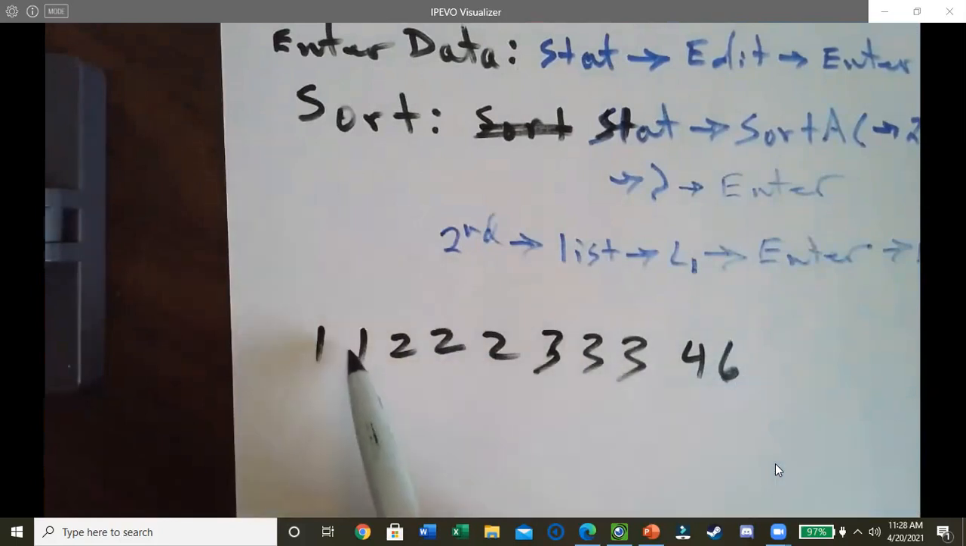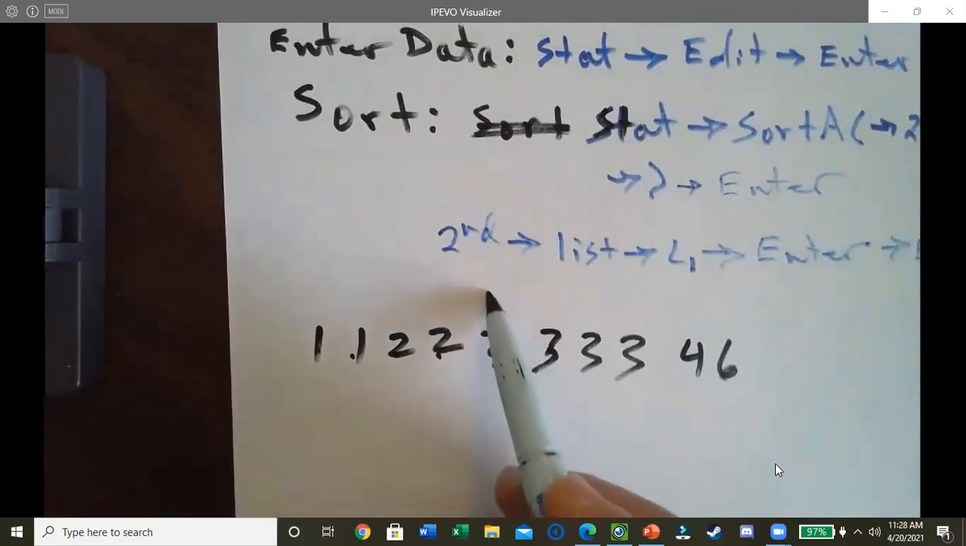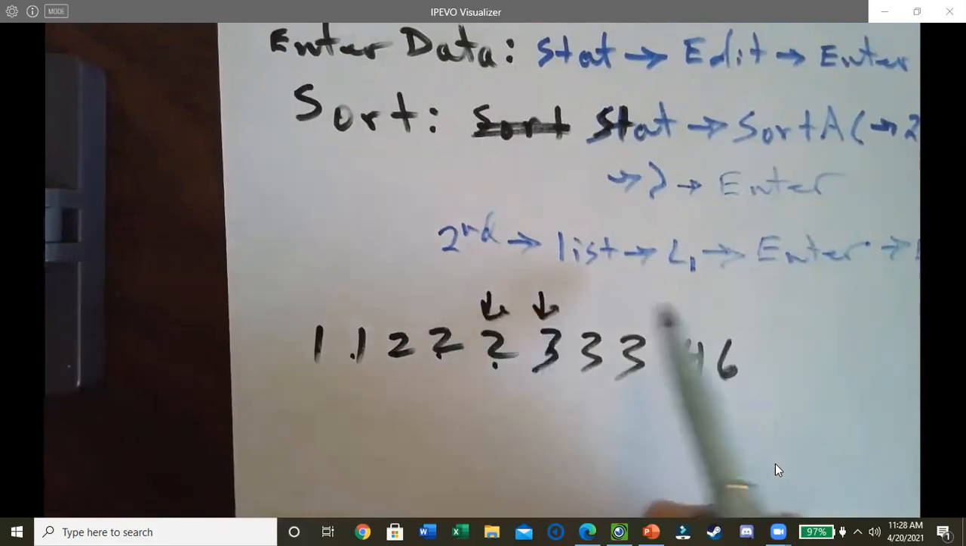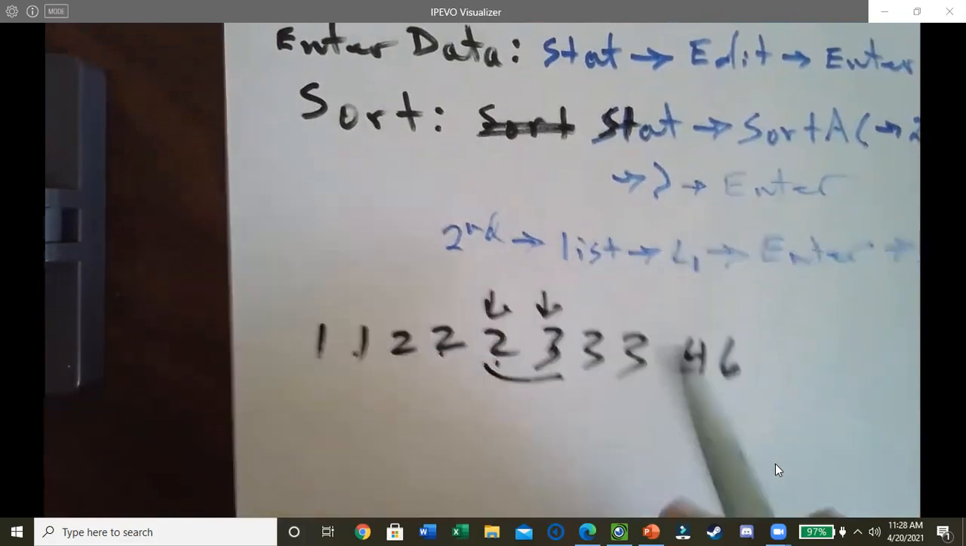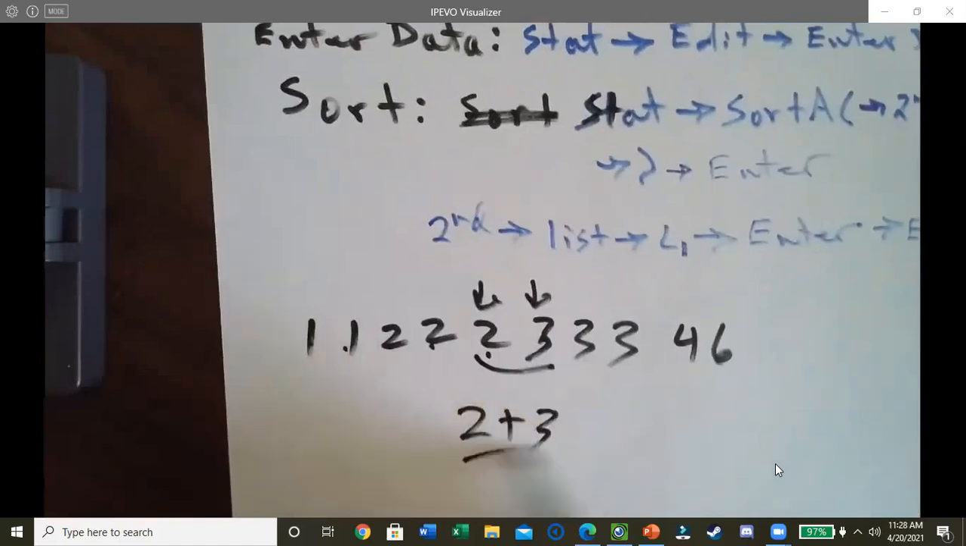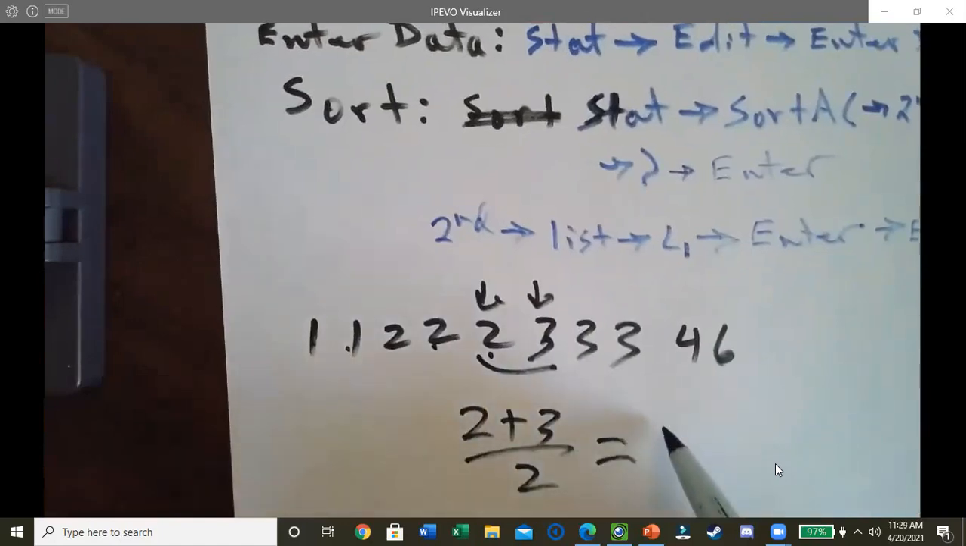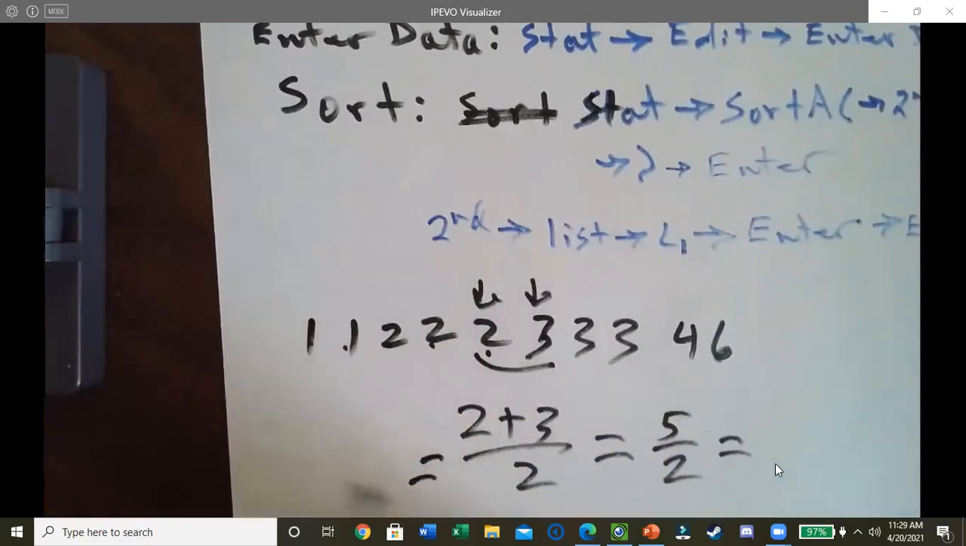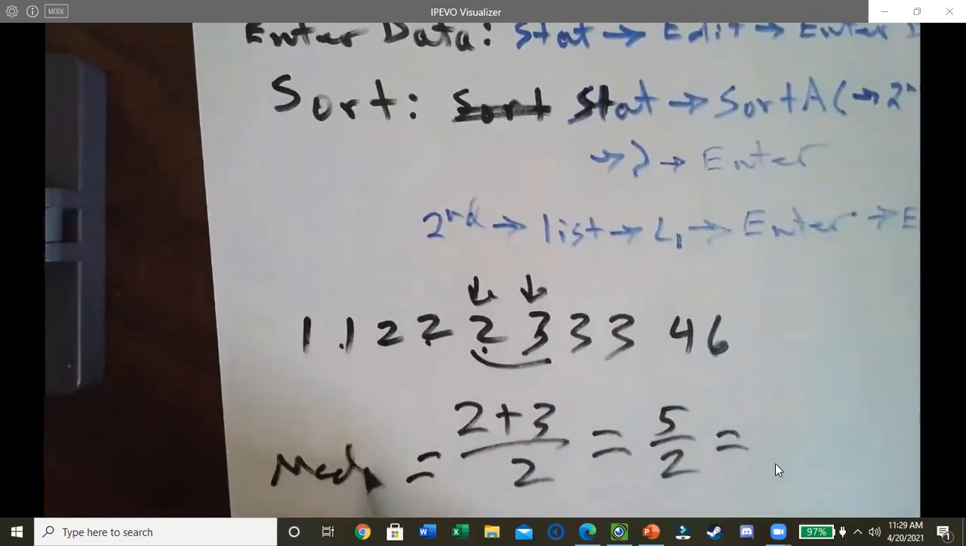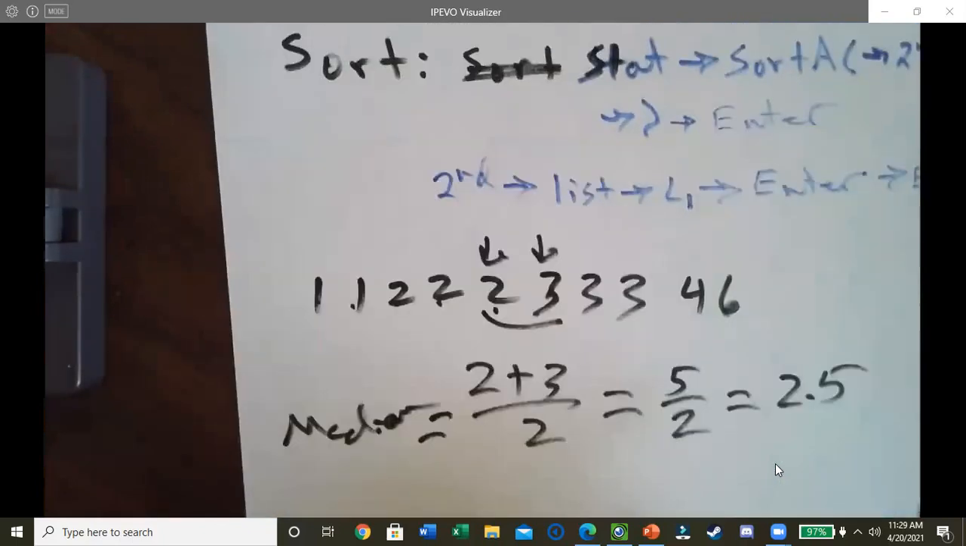So you count 1, 2, 3, 4, 5. So it's 5 and 6 are the two middle numbers. So you have to take these two, 2 plus 3 divided by 2, and you get 5 over 2. And so your median is 5 over 2, which is 2.5. And that's your median. Okay?